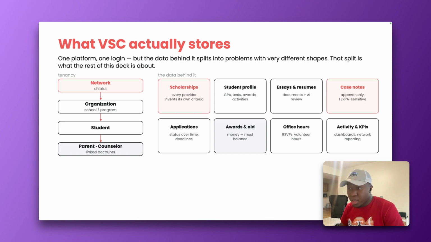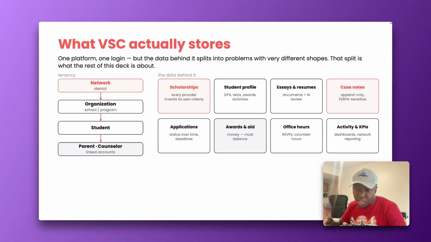But when we look at the tenancy of VSC, you have these categories in a hierarchical layout. So you start off with the network, and then each network has organizations underneath, and then each organization, of course, has students, and then you have parents and counselors that are assigned.